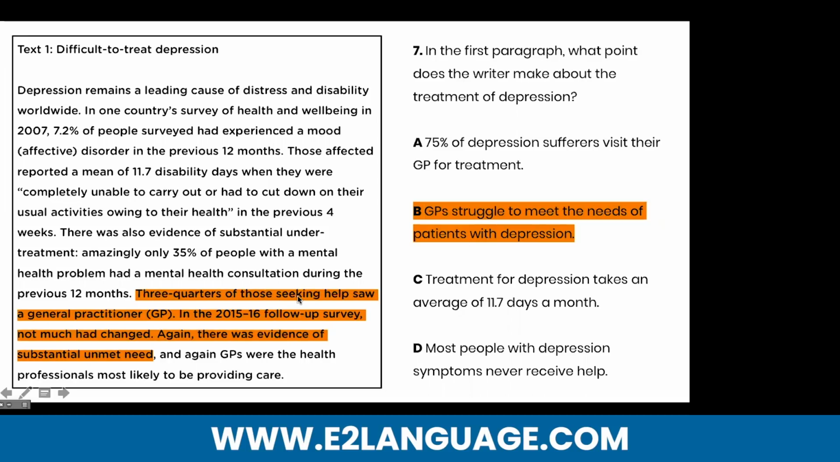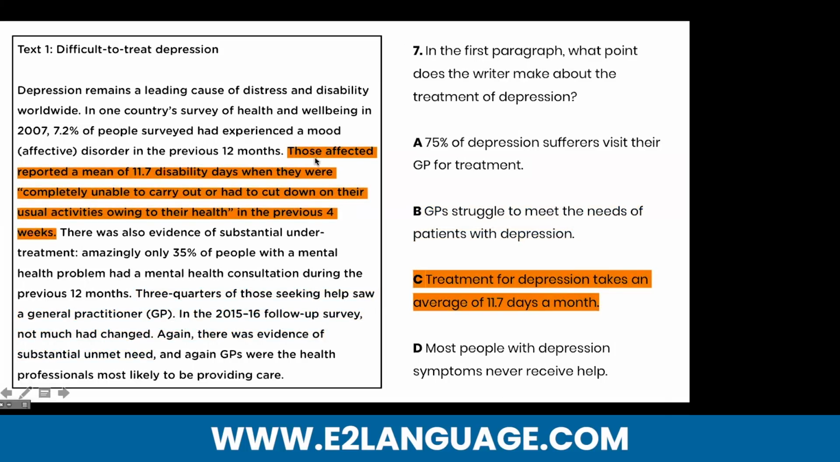3/4 of those people seeking help, so patients, we're talking about patients here. Doctors aren't seeking help. 3/4 of those seeking help, the people with the mental health problems, saw a GP. Okay. In the follow-up survey, not much had changed. Again, there was evidence of substantial unmet need of the people with the mental health problems, not the GPs. This isn't about GPs. So the answer is no. That's just not right. But you can see how these questions are created to sort of trick you. It's a misreading. If you misread, you'll get it wrong.